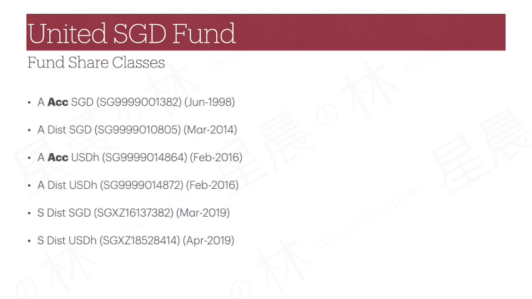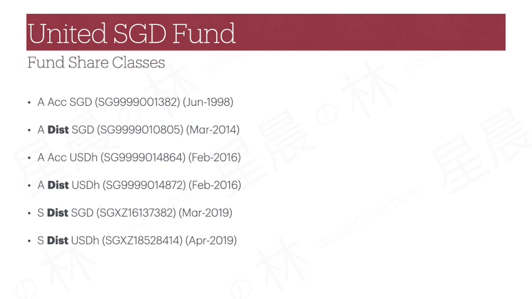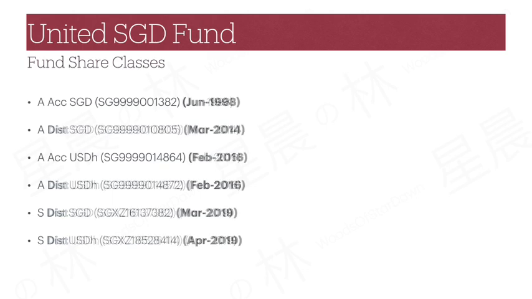Accumulation share class is available for both Sing dollar and US dollar. And as usual, these are the ones I would suggest investors to go for if there is no need for income. Distribution share classes are all with monthly distribution frequency. Besides the A accumulation Sing dollar that was created at inception in 1998, the other share classes were created between 2014 to 2019.